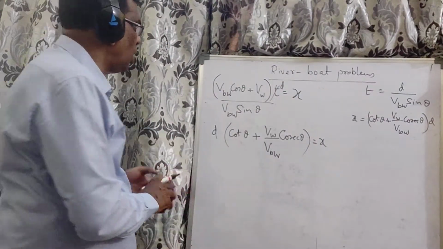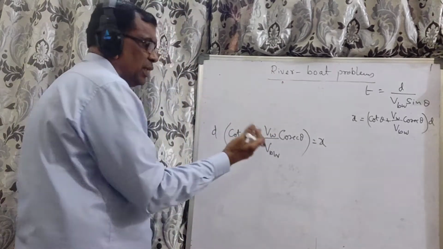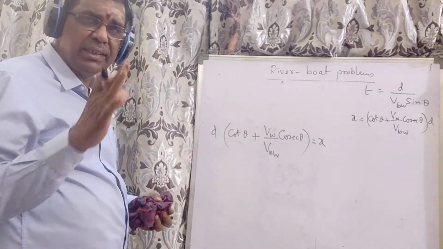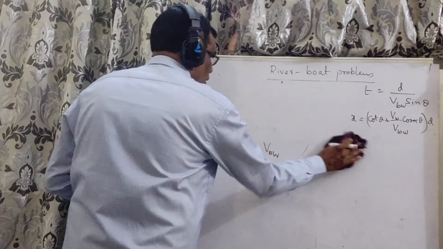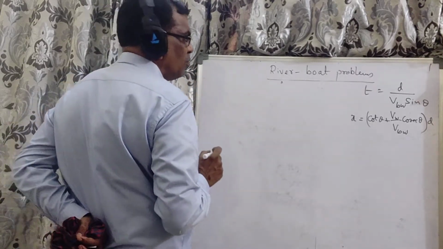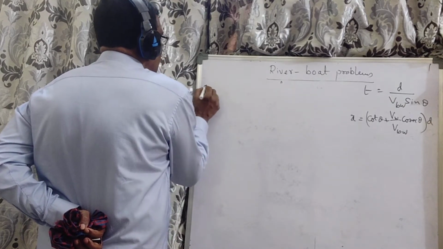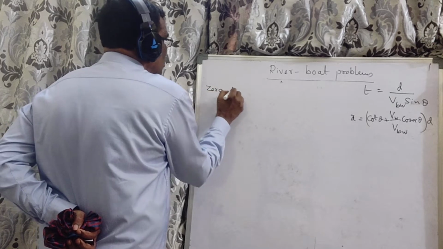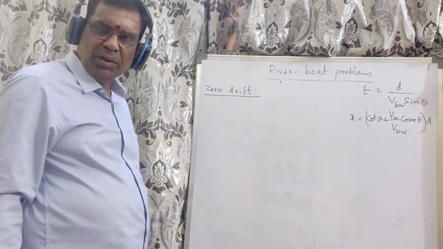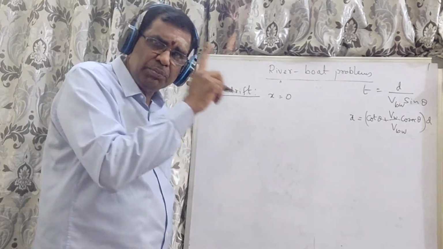Now this is how, so you got two expressions. So people may ask, what is the drift, what time it crosses, etc. Now let us look at special cases one by one. Okay. Now what are those special cases? First, I will find out zero drift. What will be zero drift? X must be 0. That means the boat must reach point B.